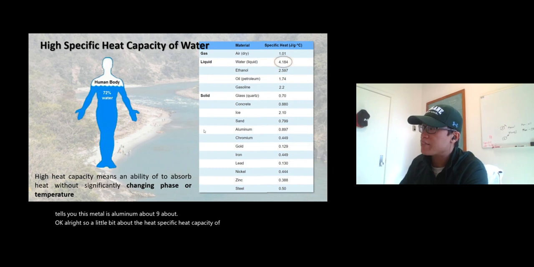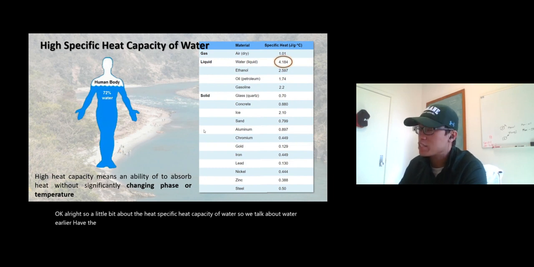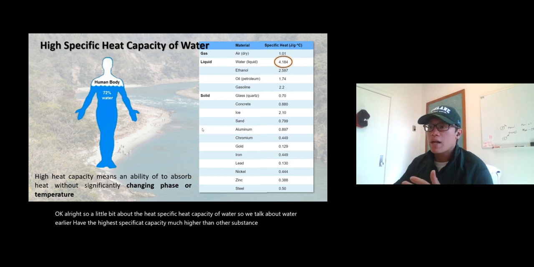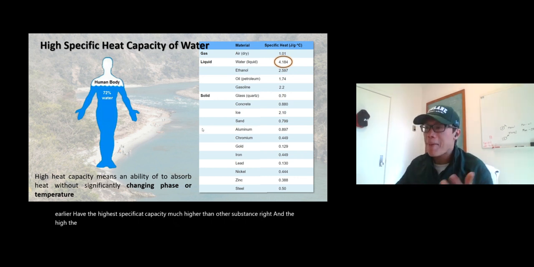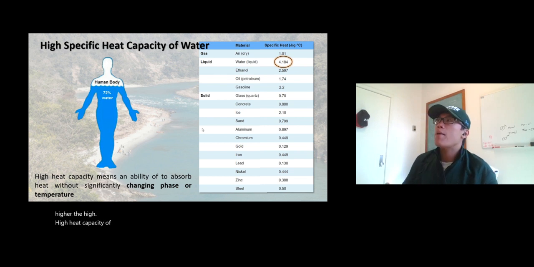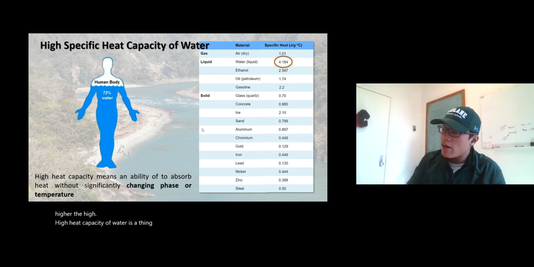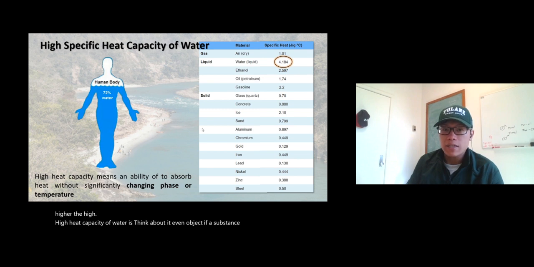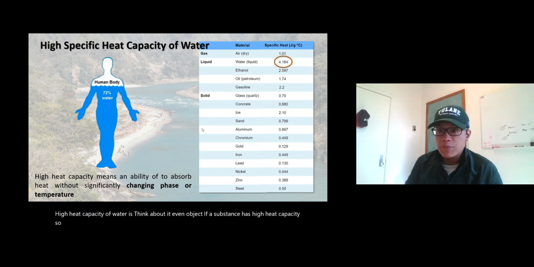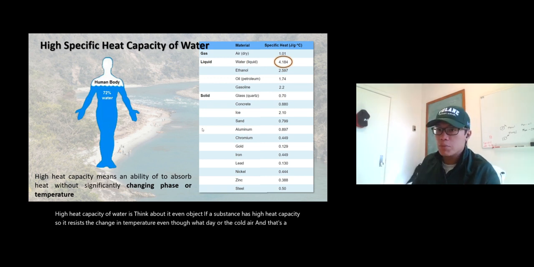So we talked about water earlier, it has the highest specific heat capacity, much higher than other substances, right? And the high heat capacity of water, think about it. If a substance has high heat capacity, it resists the change in temperature, right? Even on a hot day or a cold day, and that's a good thing.